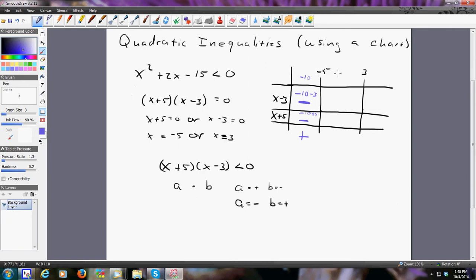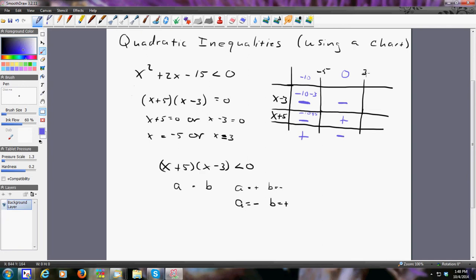Here, I'm going to pick a number between -5 and 3. Well, between -5 and 3 the easiest number to work with is 0. So I say 0 minus 3 is -3, so that's negative. 0 plus 5 is 5, which is positive. So if I had 0 in for here, I'd get positive 5 times a -3 is a -15, so I get a negative value.